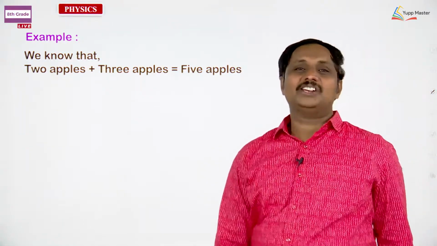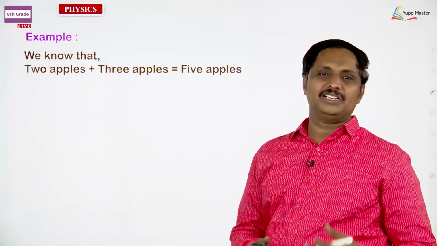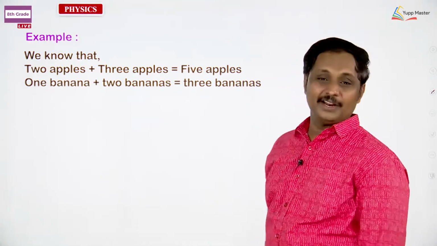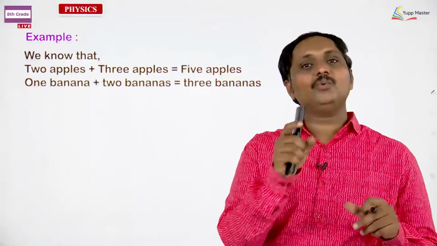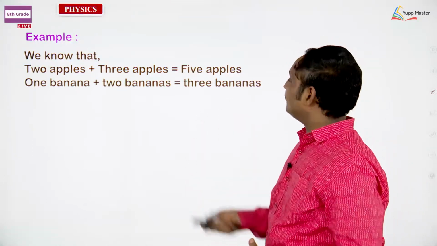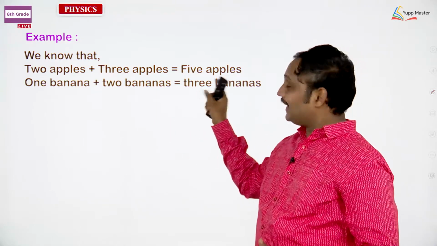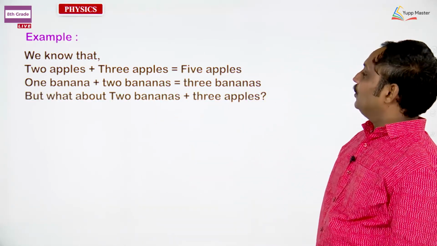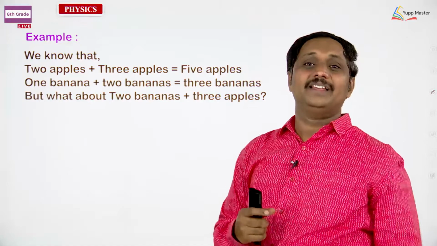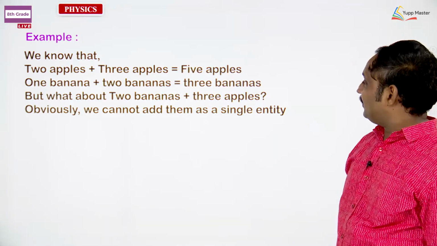For example, in the general case, you represent 2 apples plus 3 apples, 5 apples, just for our general representation. 1 banana, 2 bananas, 3 bananas. If they are the same kind, you can express in terms of sum. However many quantities there are, we can express in terms of the sum. 2 plus 3, 5 apples, same kind. Is it possible to express 2 bananas plus 3 apples as a single result? Obviously we cannot add them as a single entity.